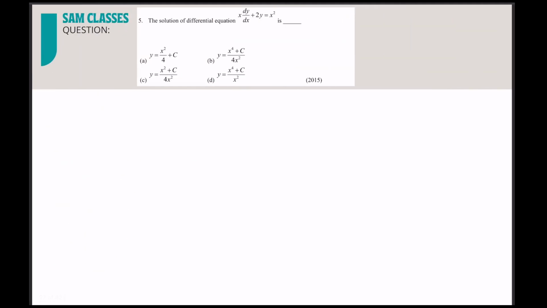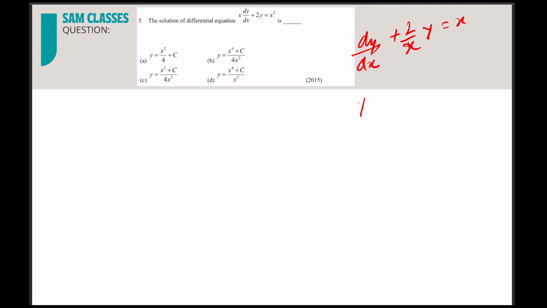Solution of the differential equation. Now we can do this in a lot of ways. See, the moment we see the dy by dx form, what do we do? Divide everything by x. So what you'll get: dy by dx plus 2 by x into y is equal to x. Correct. So you can see it is nothing but a linear differential equation.